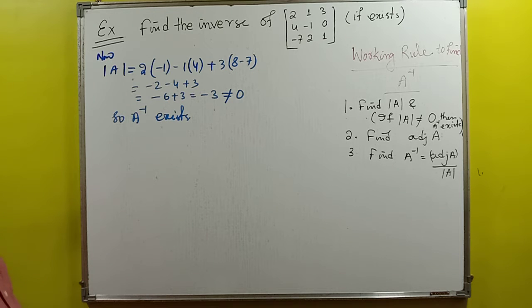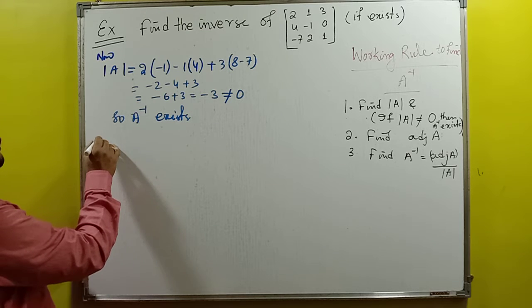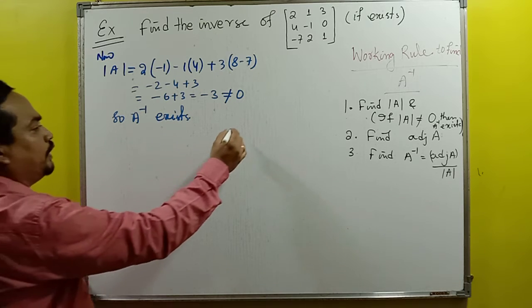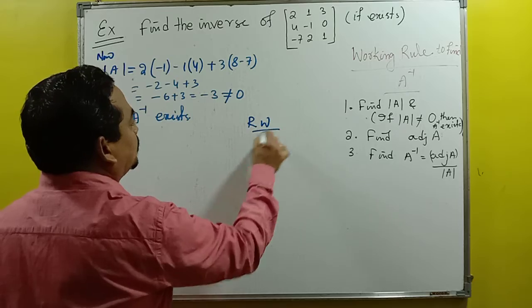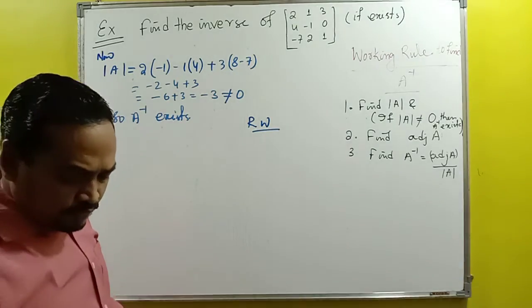Now to find adjoint A, you can go for the shortcut way. How will I get adjoint A? Now I am applying the working rule. You can do rough work here, as I have told.